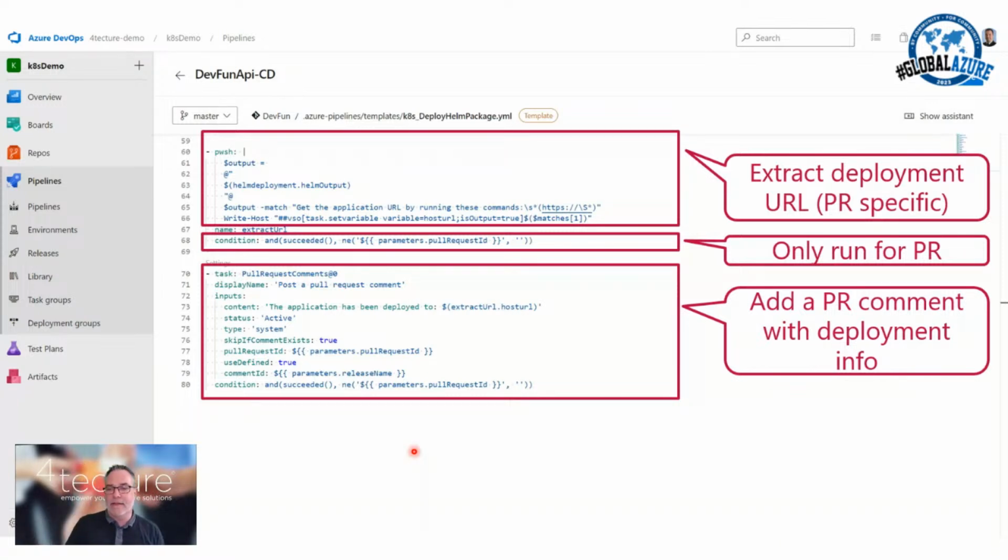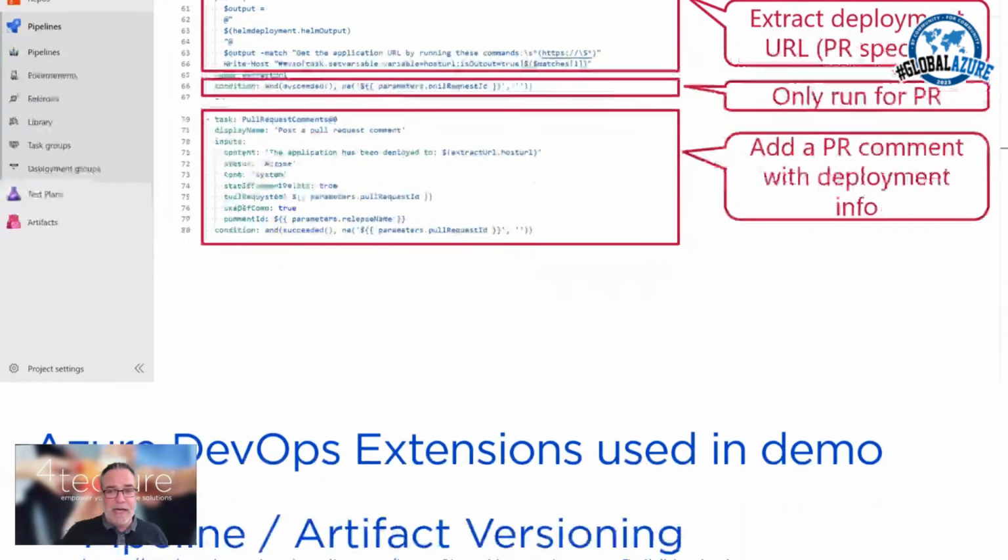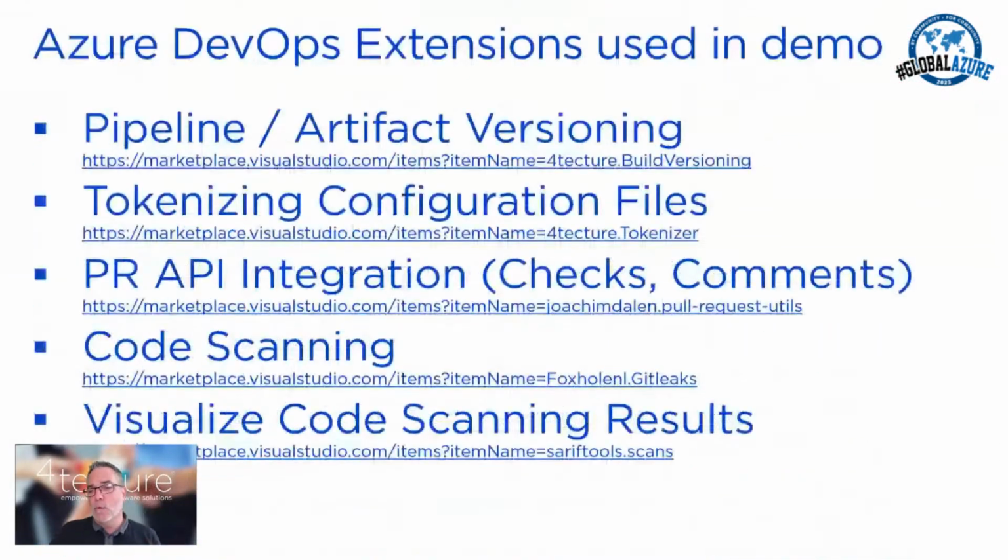Either you call again the API directly or just use this pull request comment extension, which is available on the marketplace, which does the same and just adds the comment dynamically into your pull request. If you're interested in all those extensions I used, again, either you just call the API. If not, here is a list of all the extensions available in the marketplace to make that happen.